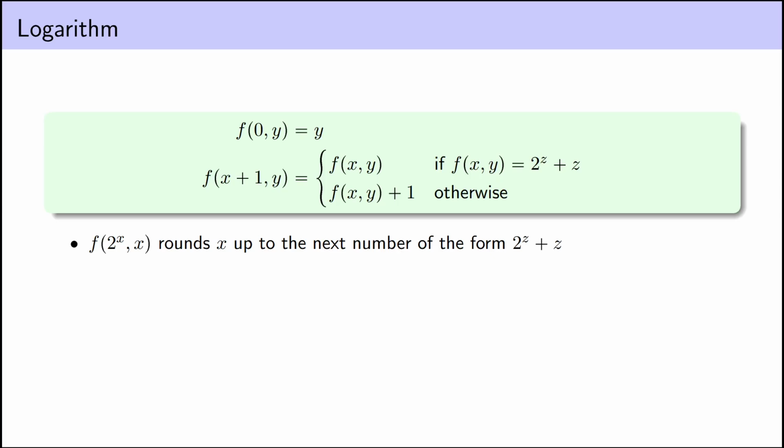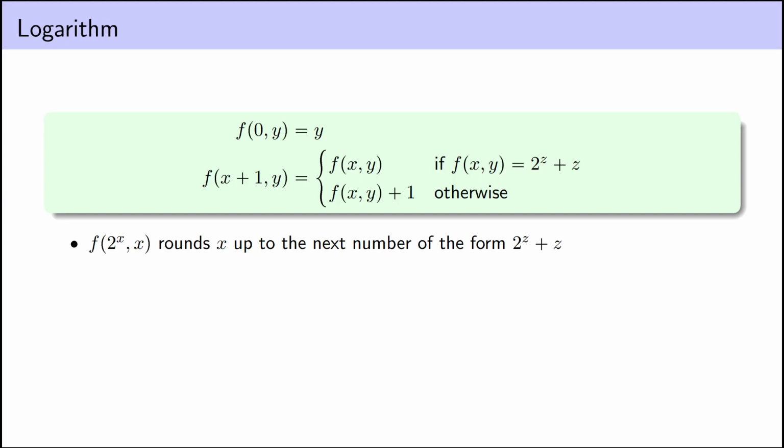The second input tells us what number to start at, and the first input tells us how many steps to take. So if we start at x and take 2 to the x steps, we'll definitely wind up at a number of the form 2 to the z plus z at some point. In the worst case, x plus 2 to the x is of that form, but that's way larger than it has to be.